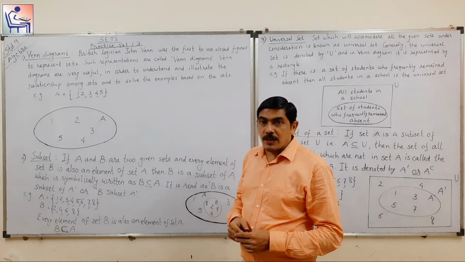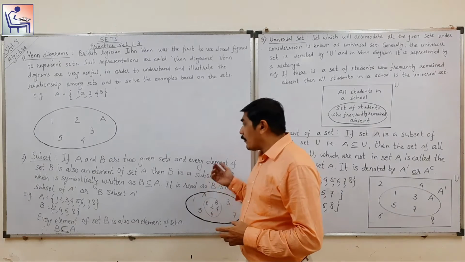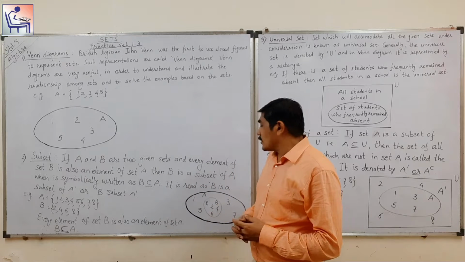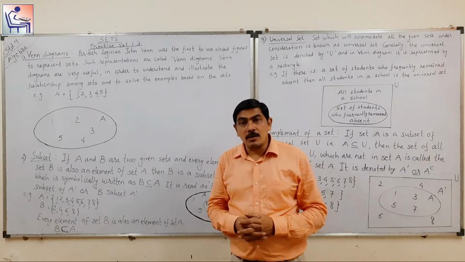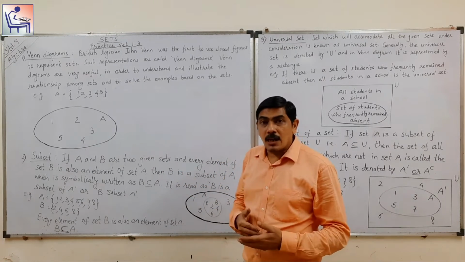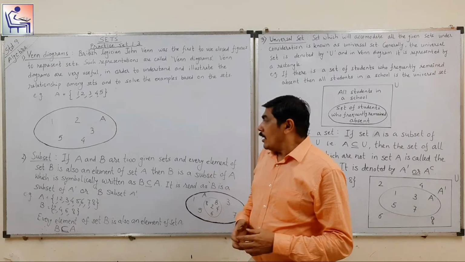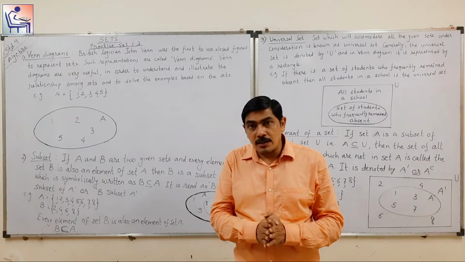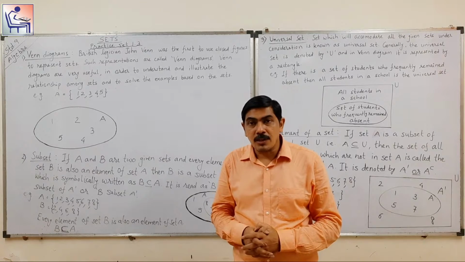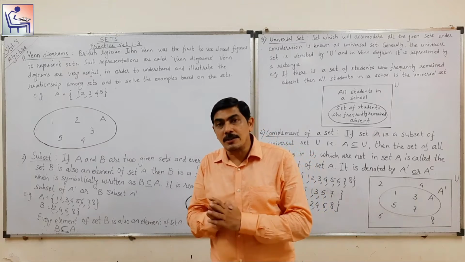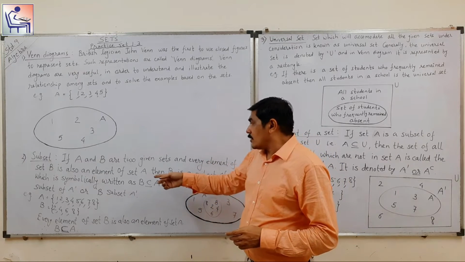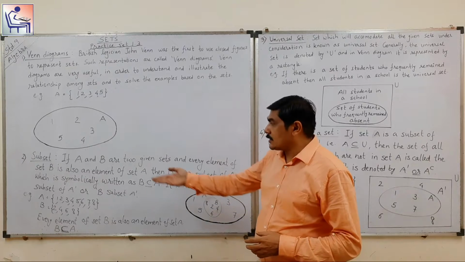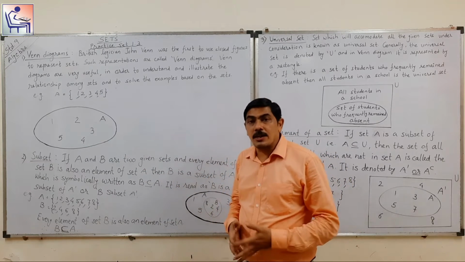Now the next one, number 2, that is subset. Please understand this concept very well. If A and B are two given sets and every element of set B is also an element of set A, then B is a subset of A. This means that if all the elements of set B are in set A, then set B is a subset of set A. That is, set B is a subset of A, which is symbolically written as B ⊂ A. It is read as B is a subset of A or B subset A.